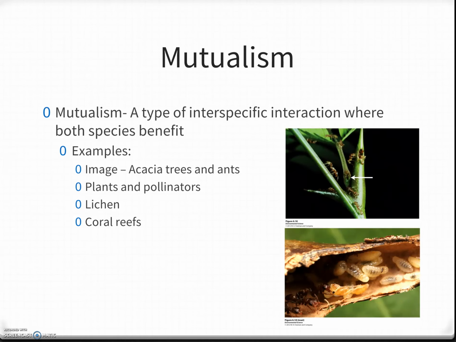Mutualism is our third type of interaction, and it benefits both interacting species by increasing both species' chances of survival or reproduction. An example is acacia trees and ants. The ants are good for the acacia tree, and they both benefit. The ants will help defend that tree. Plants and pollinators are another example. We also have lichen and coral reefs. They also fall into mutual benefits.